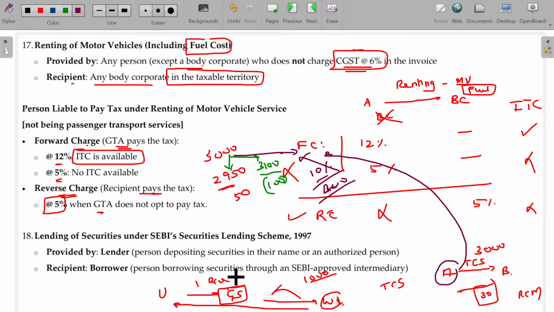But for GST purposes, in case of lending of securities, RCM is applicable. Very simple. For GST purposes, the topic is very simple, but to make you understand what it means, I have explained all these things in detail. Letting out is provided by the lender to the borrower, the person depositing securities in their name or an authorized person. The person borrows securities through a SEBI approved intermediary. Then RCM basis will be applicable for the payment of tax here. B has to pay the GST.